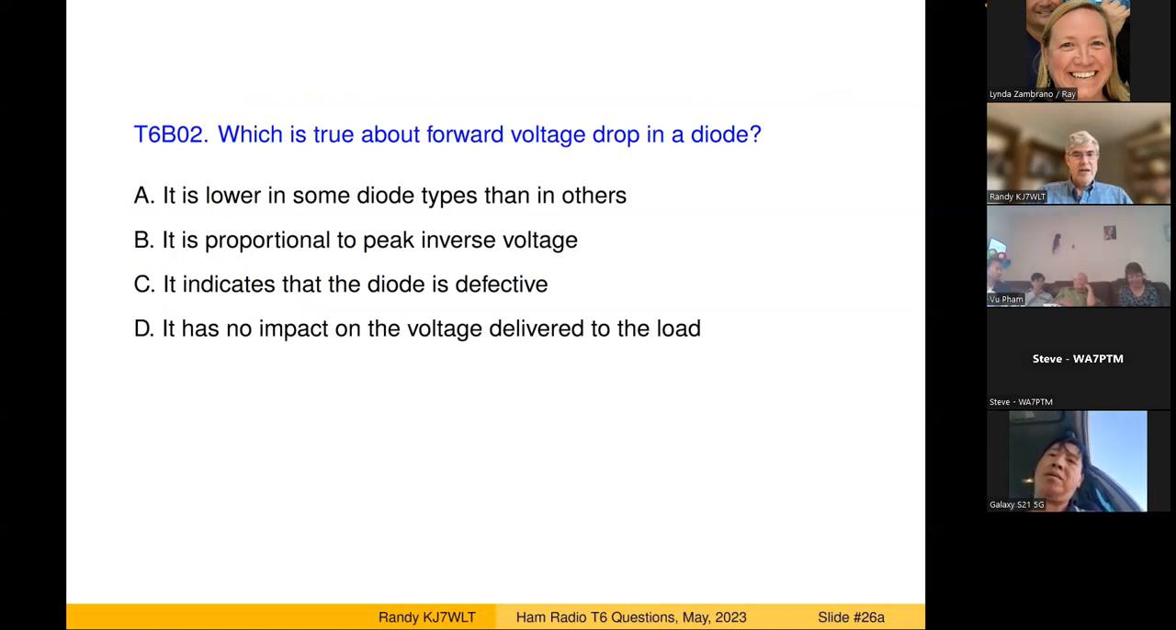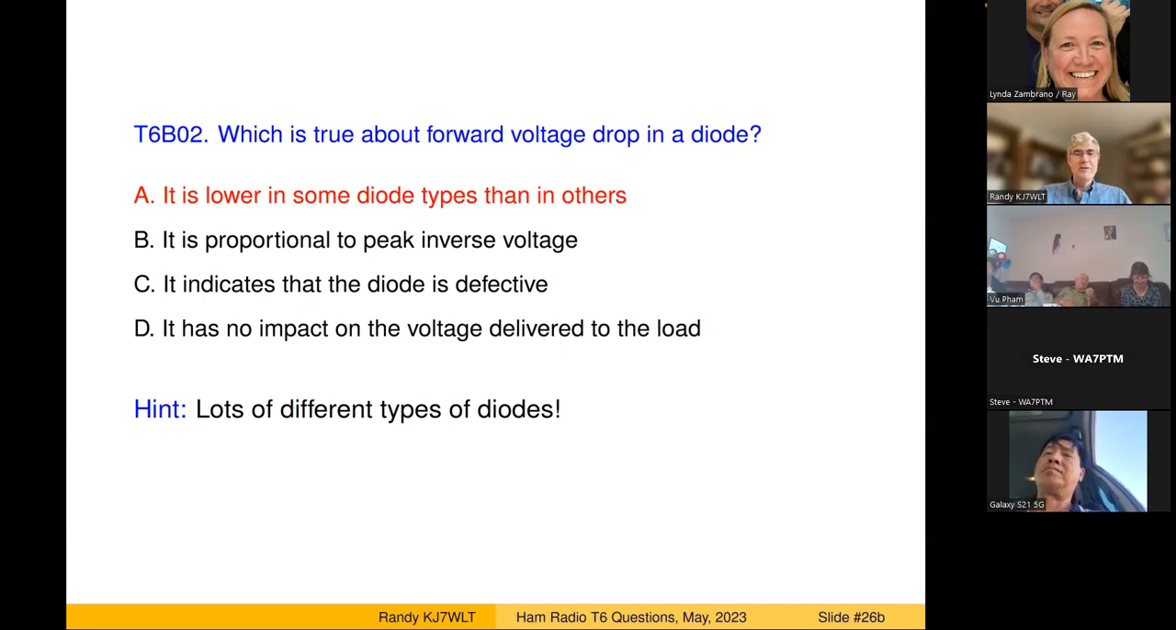This one, you just kind of have to remember what's true about forward voltage drop in a diode. The answer is it's lower in some diode types than others. No good way to remember that, except maybe to remember that there are lots of different types of diodes. So some of them it's lower, some of them it's higher. So this turns out to be the right answer.